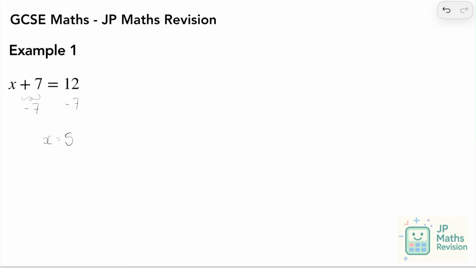This question is fairly obvious though, because it's just a number plus 7 equals 12. So most people will know that 7 plus 5 is 12. So that's the answer to that question.